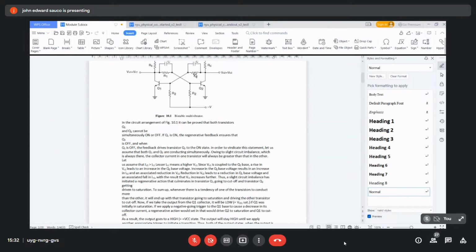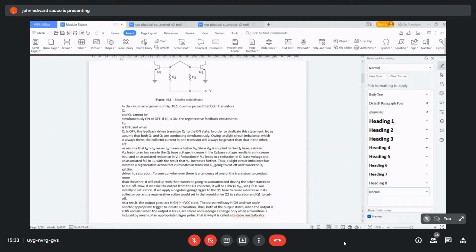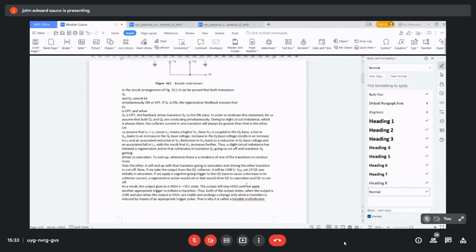So now, we trigger a negative going pulse at the Q1 base, so that Q2 saturates and Q1 cuts off. As a result, the output goes high. That means when you trigger, it changes its state. The output will stay high until we apply another appropriate trigger to initiate a transition.